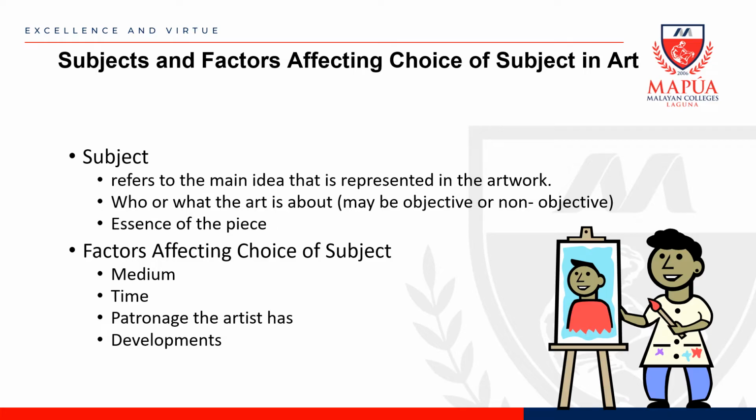Developments, okay, it's related to time. So for example, as technology improves over the years, we are seeing different forms of artworks with mixed media, okay, created by young artists. Okay, so artists no longer stick to old ways. They look into these classic ways as inspirations to create new forms. Okay, so these are the factors affecting choice of subject.